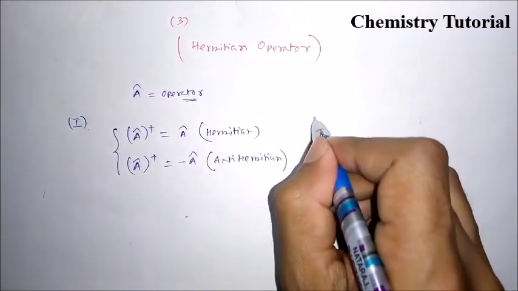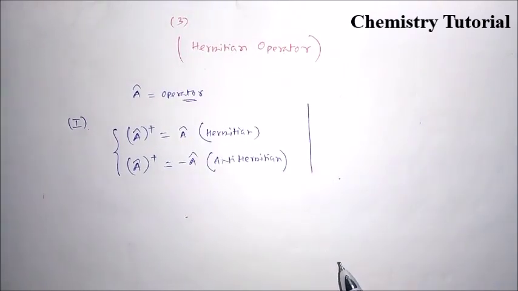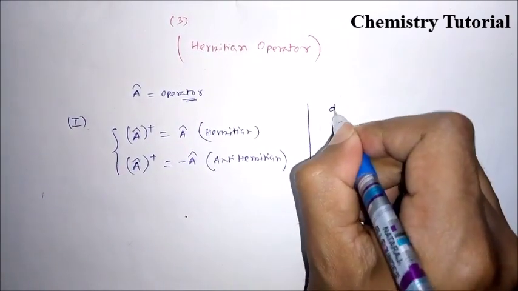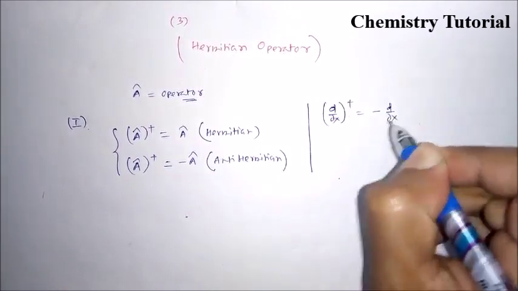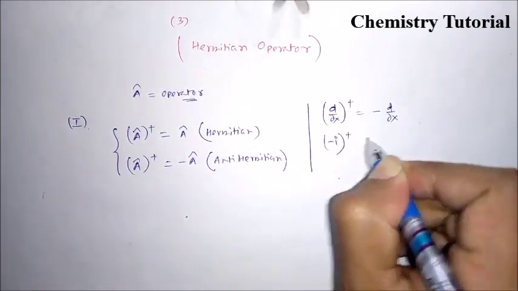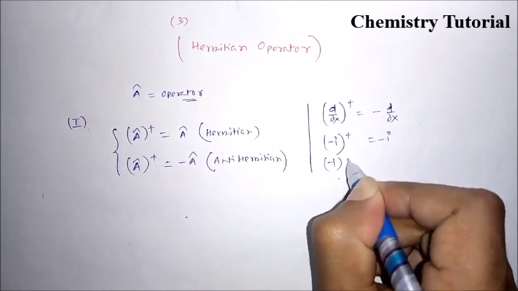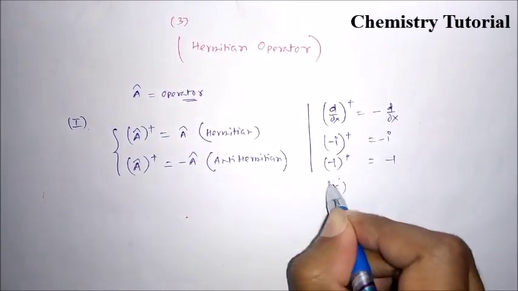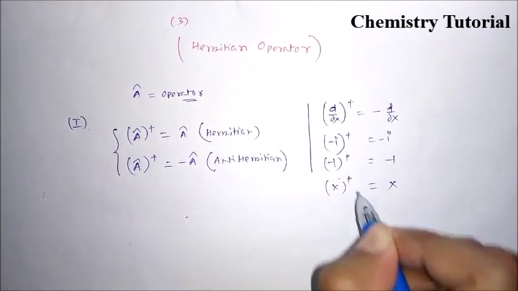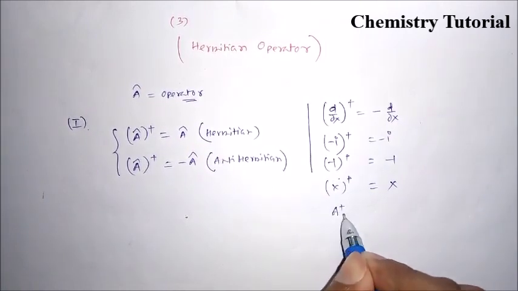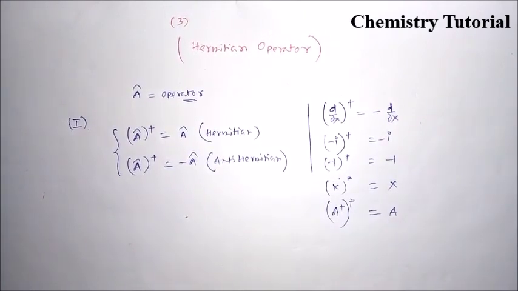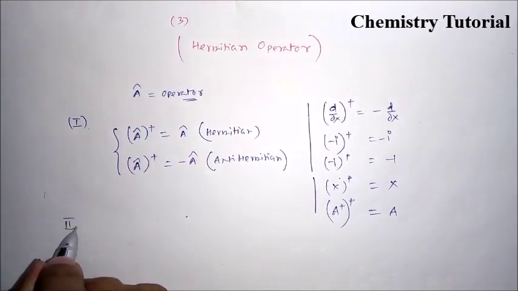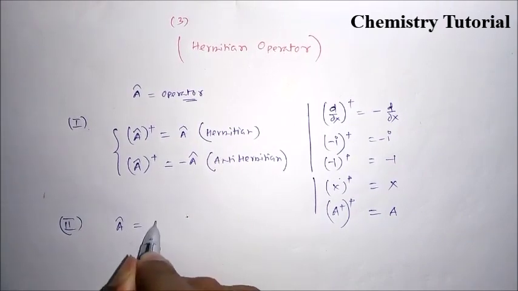We generally use this concept in order to solve the problems. So in that case, you have to remember some values of Hermitian adjoint. Hermitian adjoint of d/dx equals minus of d/dx. Hermitian adjoint of minus I equals I. Minus 1 gives minus 1. x gives x. When we take the Hermitian adjoint of an operator two times, it gives the same operator.